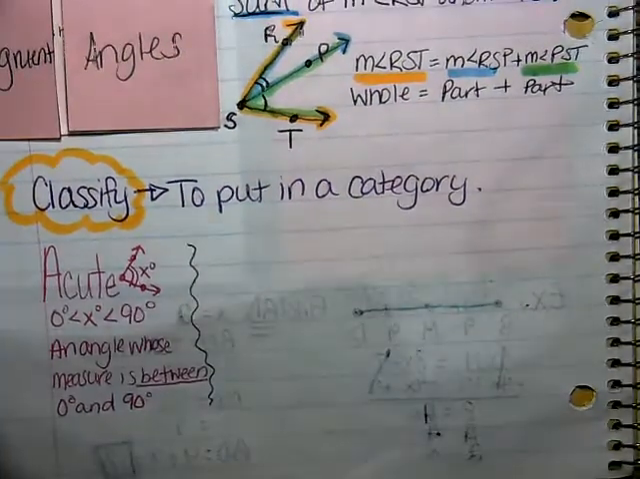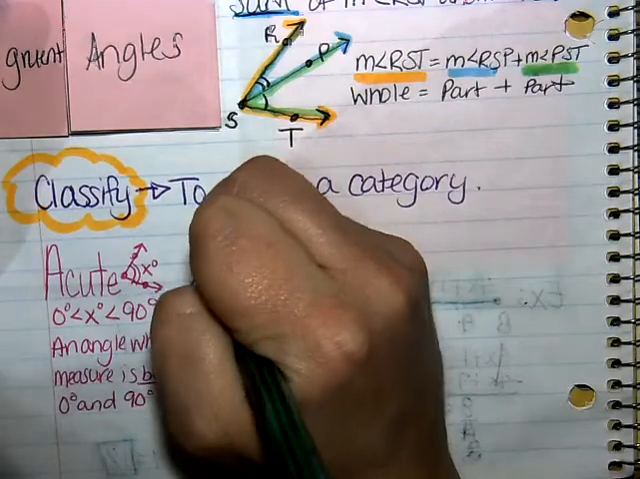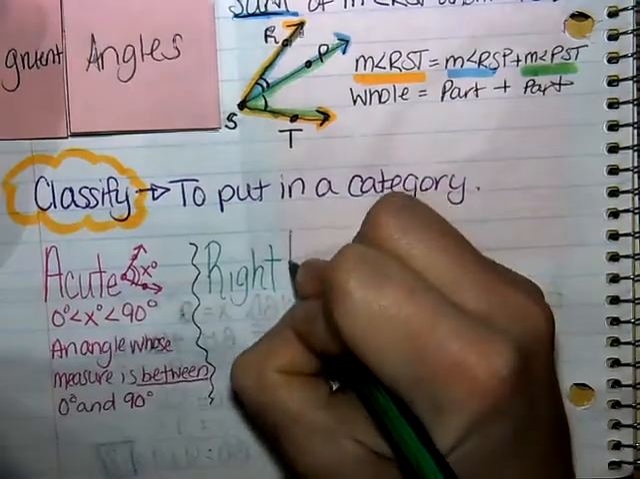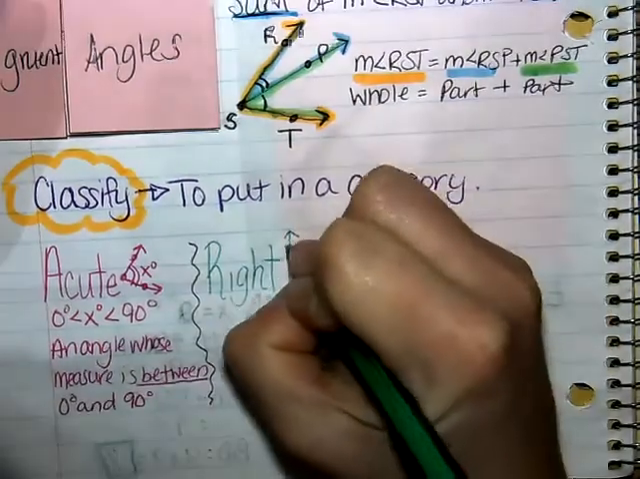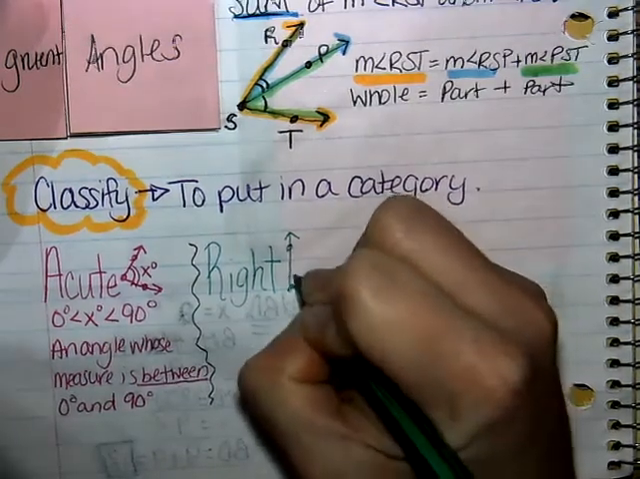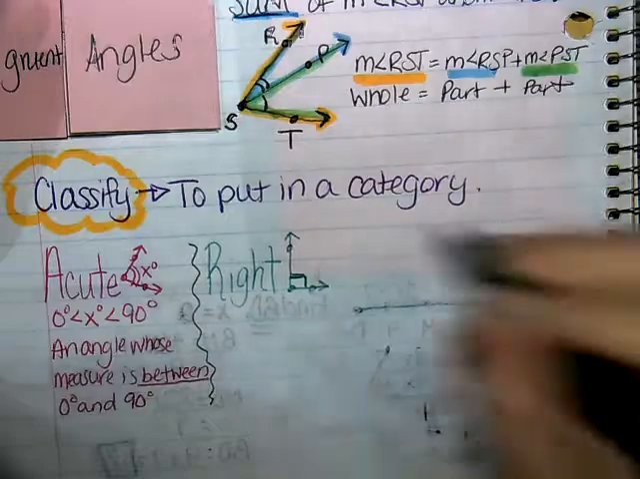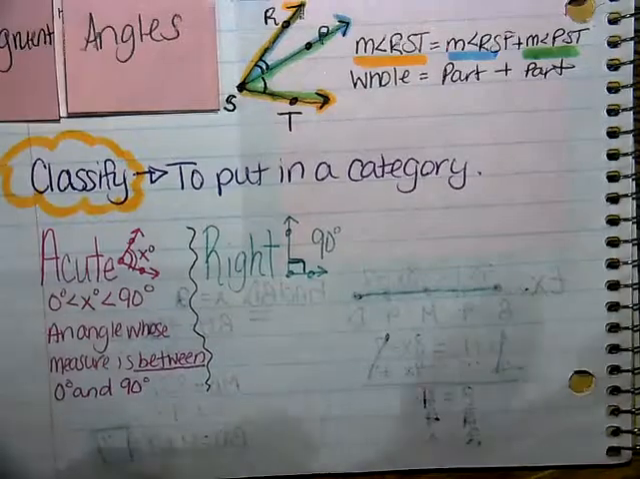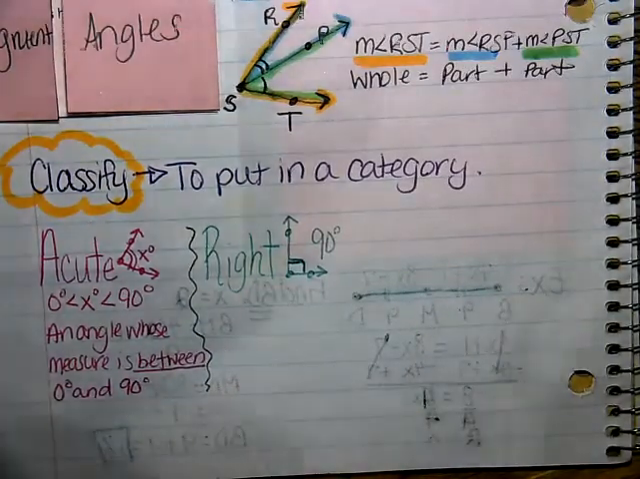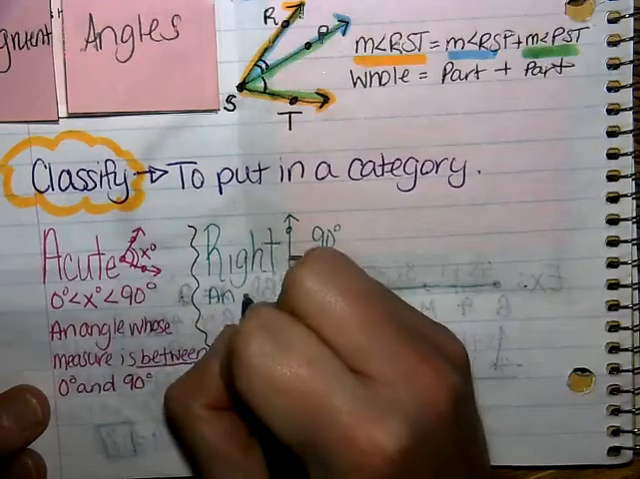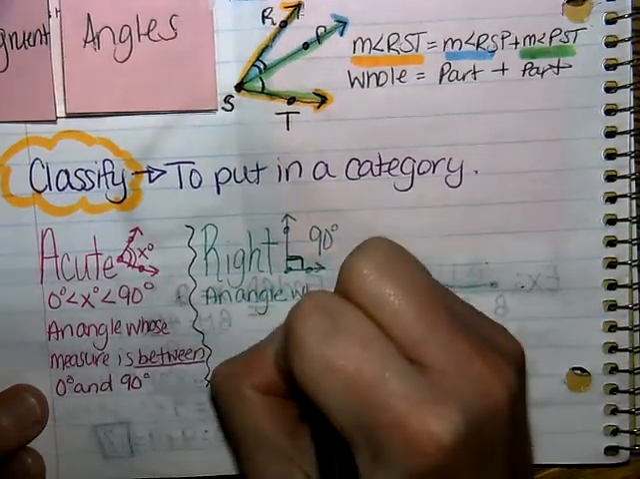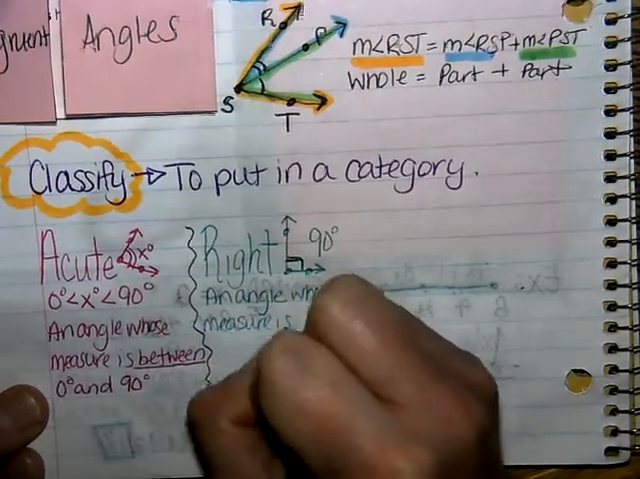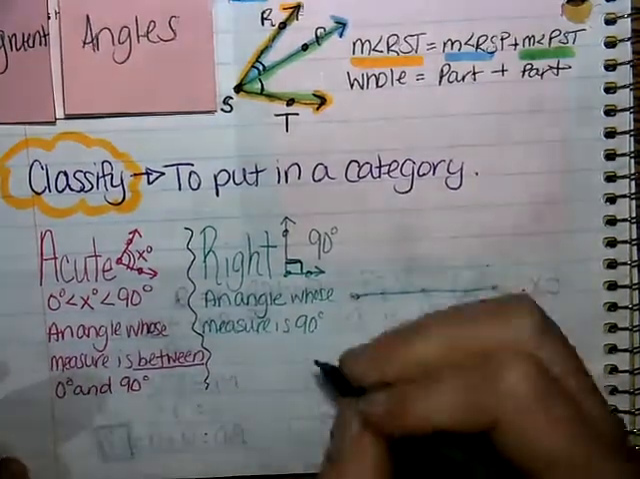The next type that we have is called a right angle. So this is a picture of a right angle. You will likely see a box inside indicating that it's a right angle. And that angle has only one measure, and it is 90 degrees. So if you see an angle whose measure is 90 degrees, then we call it a right angle.